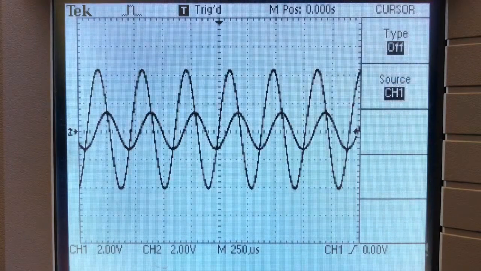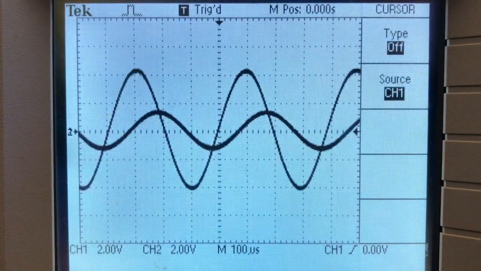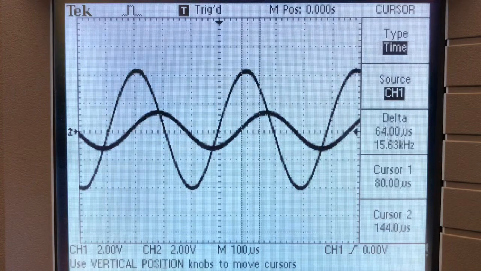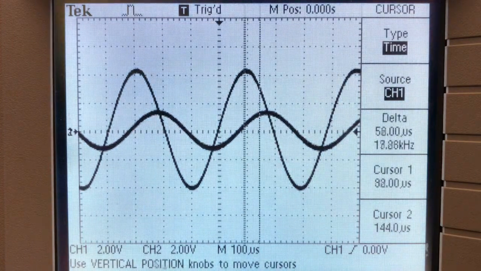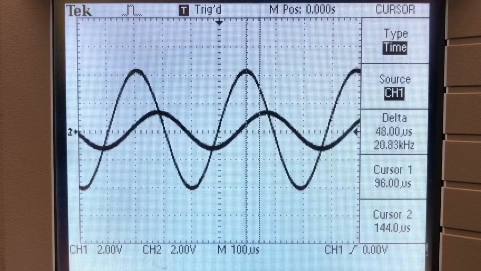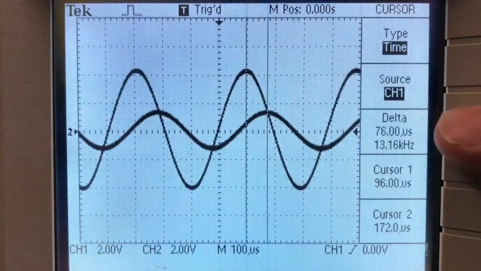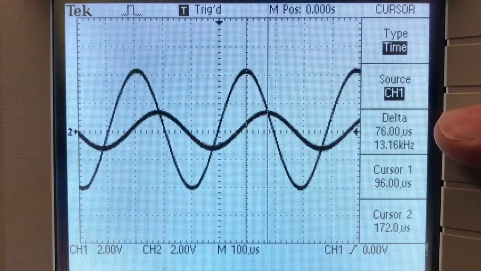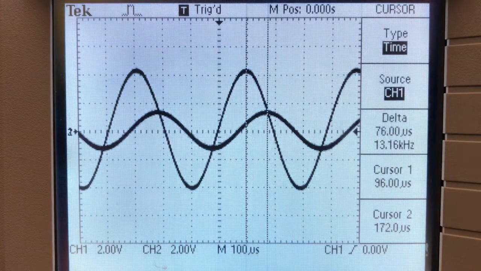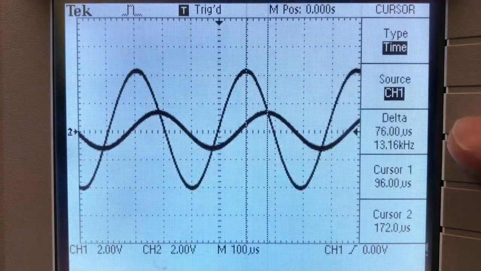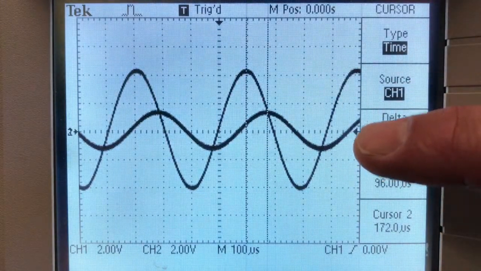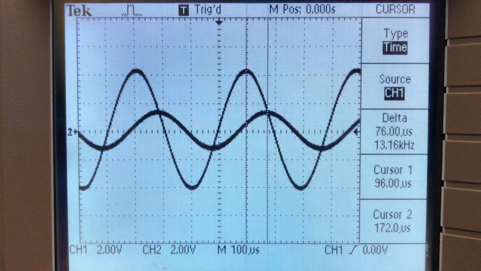So if I go to time cursors and zoom in a little bit, I'm going to set up time cursors. And here what I'm going to do is put cursor 1 at the peak of the VO waveform, and then put cursor 2 at the peak of the VR waveform. So you can see there the delta is 76 microseconds. And so that would be the time delay between the signals. In this case, the current is behind the voltage, and so this would be a positive time delay.